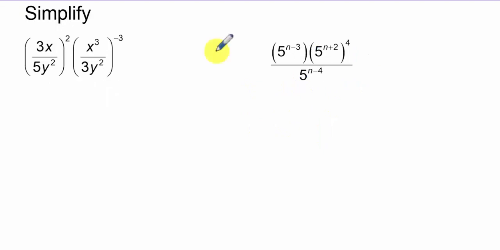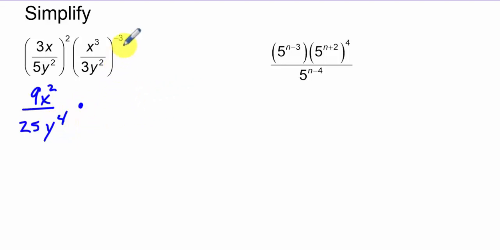All right. These next two are a little more involved. Again, this is a fraction. I'm just going to take and square everything inside. If you have another way to do it, you're more than welcome to. But this is a 9. That's an x squared. 25. Multiply the powers, y to the 4th.